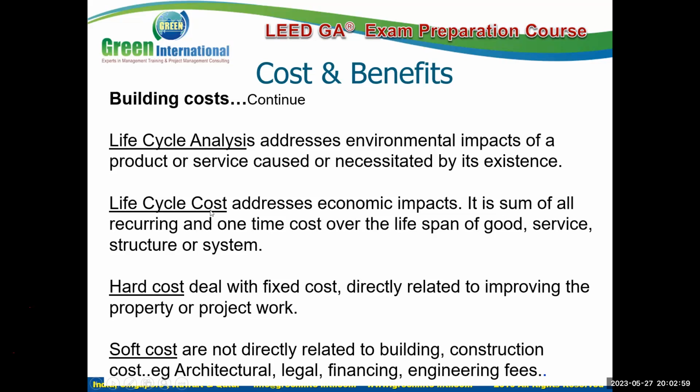So when we look at costs, again, there are two types: hard cost and soft cost. Hard cost is anything that deals with fixed costs that improve the property or the project work. It's any tangible material that you're trying to get into the building: the machinery, the materials, all of this would come under hard costs. Whereas soft cost is all the service fees and all the indirect costs that you pay for your building, say the construction fees, the architect's fee, the legal fees, the permit fees, etc. All of these additional fees come under the category of soft costs. Okay.